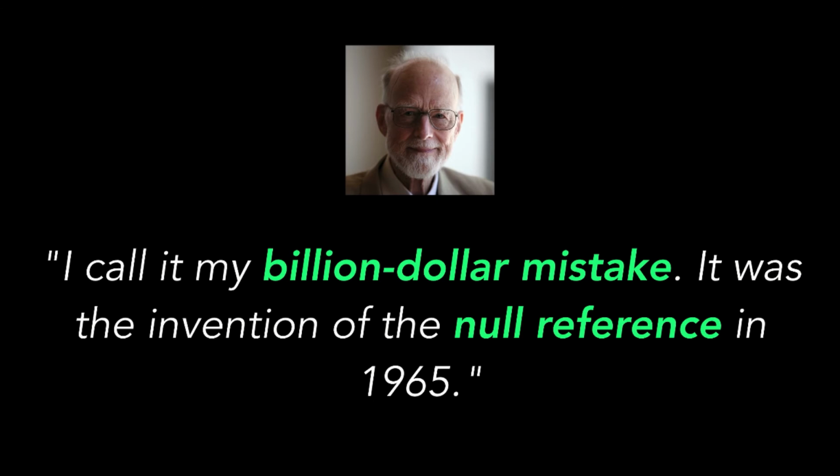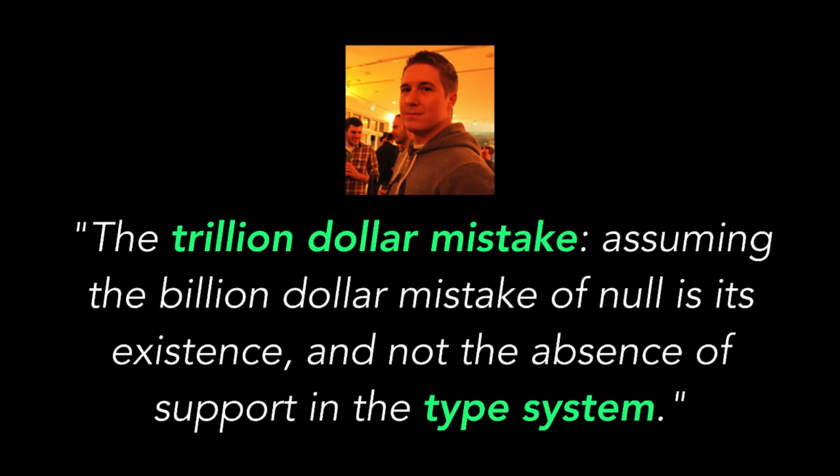I don't know how you pronounce this last name. So he was involved with some of the creation of Java as a language, and he says, I call it a billion-dollar mistake. It was the invention of the null reference in 1965. And unfortunately, if we work with JVM languages, we're all needing to catch null, handling it, checking it. But this goes even further by our friend Jake Wharton, who calls it the trillion-dollar mistake, assuming the billion-dollar mistake of null is its existence and not the absence of support for it in its type system.